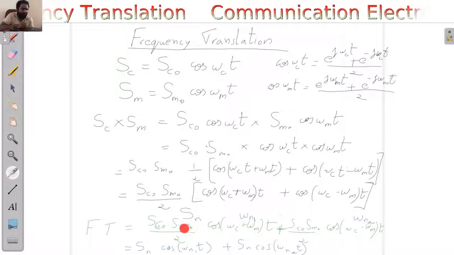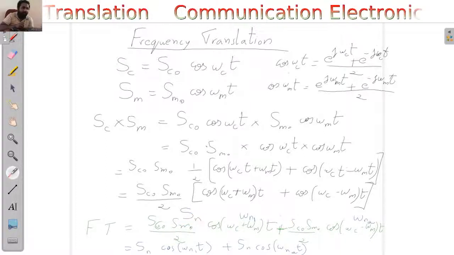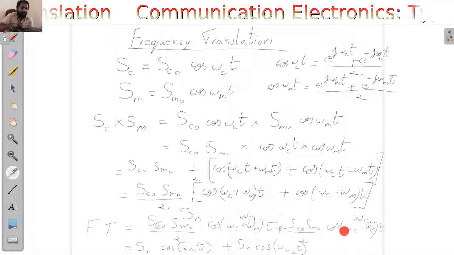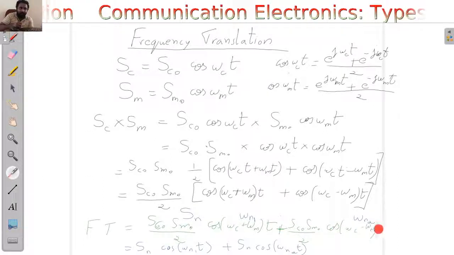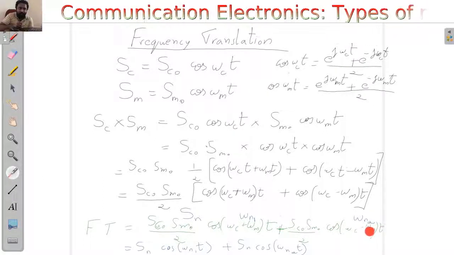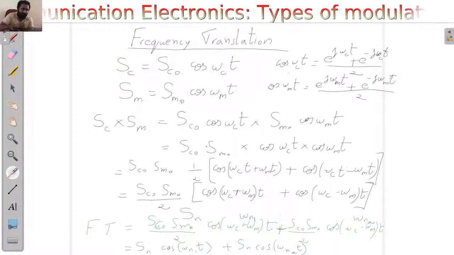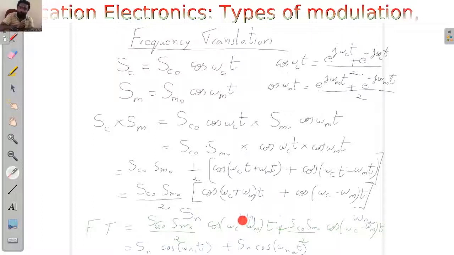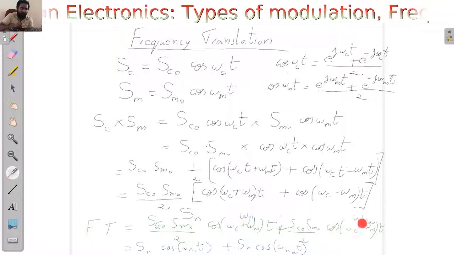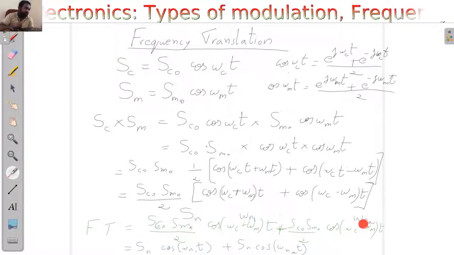It is similar to the first term. I can call it as Sn itself, and then cos omega c minus omega m into t, and omega c minus omega m I can call it as omega n2. So this is a difference frequency. This one is called a sum frequency. Omega n1 is our sum frequency. Omega n2 is called a difference frequency.